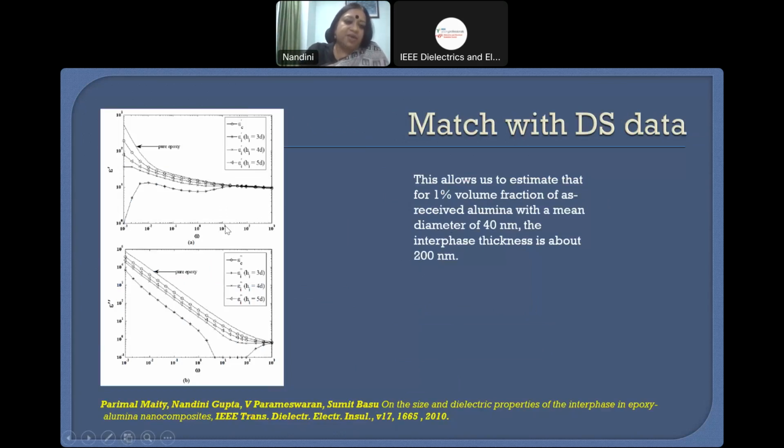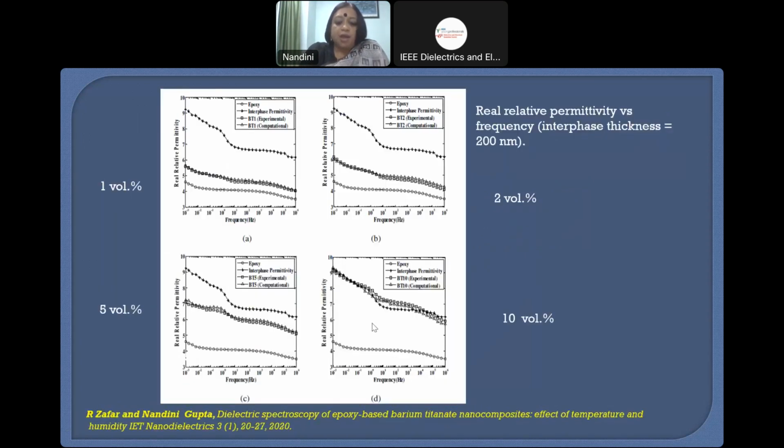And in this case, when we matched by varying the interfacial thickness from 3 times the diameter to 5 times the diameter of the particle, for a diameter of 40 nanometers for alumina and 1% volume fraction, we obtained an interfacial thickness of about 200 nanometers. And we also found a permittivity estimate over the entire range. We repeated the same experiment, that was done by Rumana Zafar, with barium titanate samples.